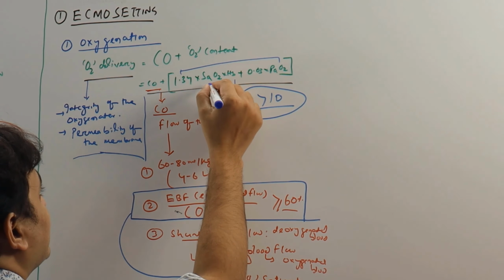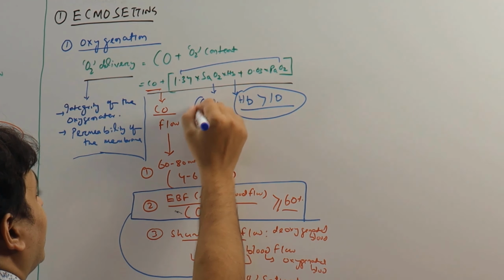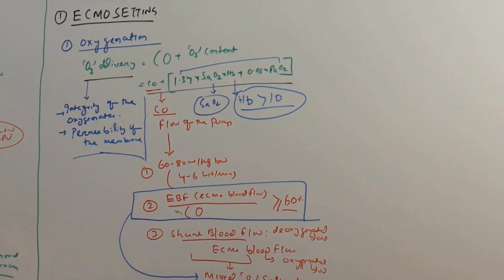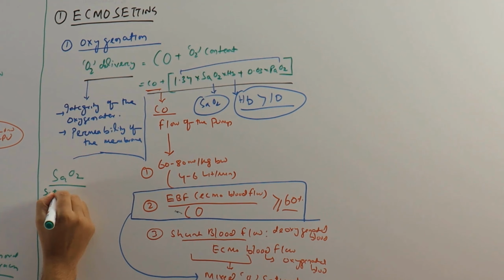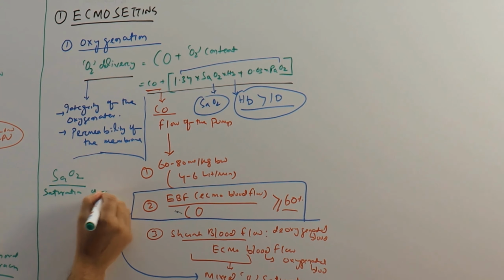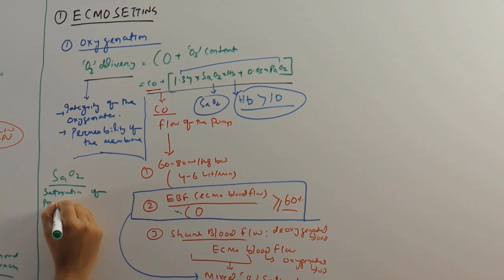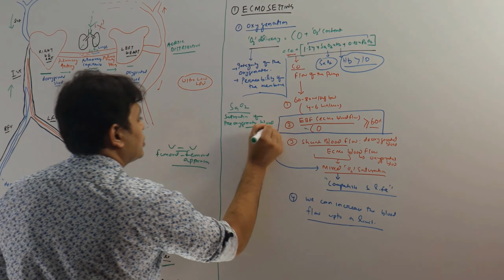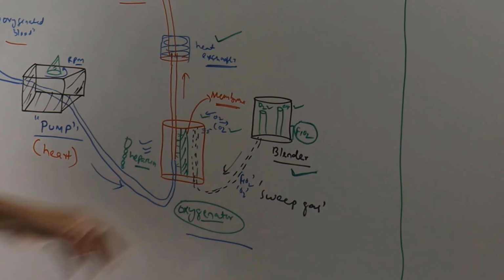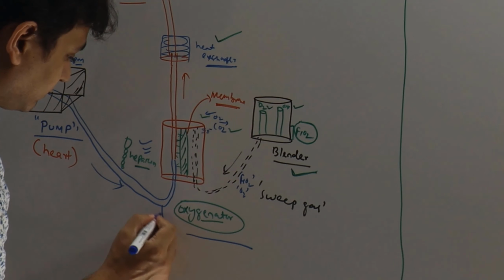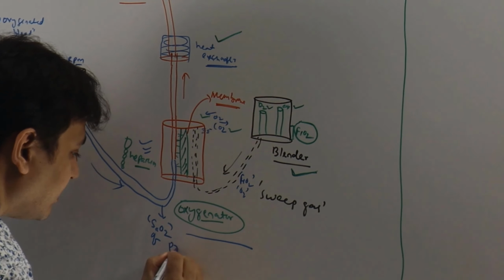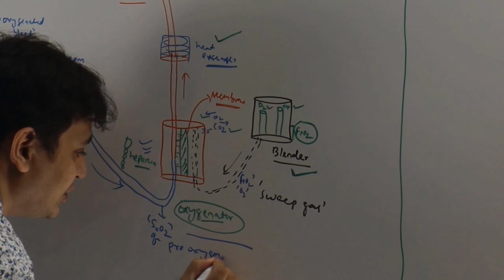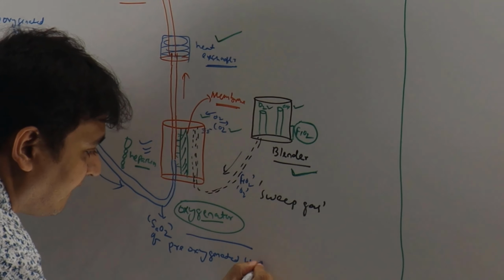And what about this SaO2? In this case it will be the saturation of pre-oxygenated blood. So we'll measure the saturation of the pre-oxygenated blood, that is here, SaO2, right, of pre-oxygenated blood, right?